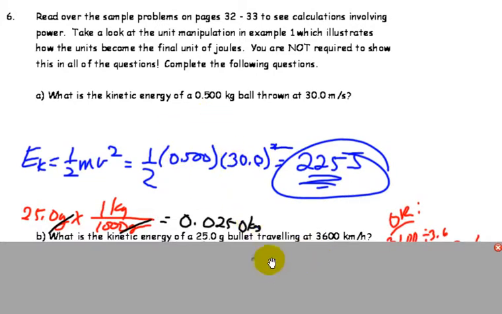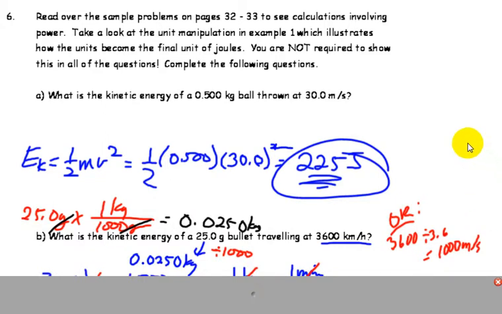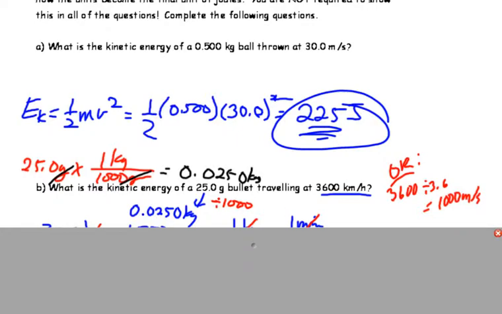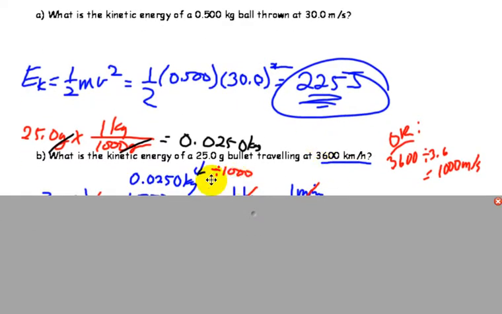And the next one here, B. What is the kinetic energy of a 25-gram bullet traveling at 3,600 kilometers per hour? So a couple of unit manipulations here. We have to change grams into kilograms. So 1 kilogram over 1,000 grams. And we get 25 grams equaling decimal 0.0250 kilograms. Or simply divide by 1,000.